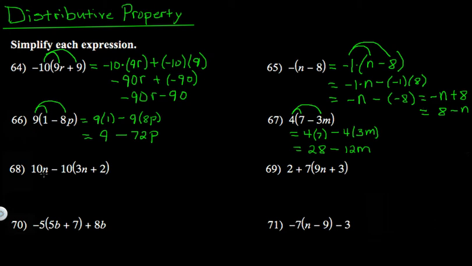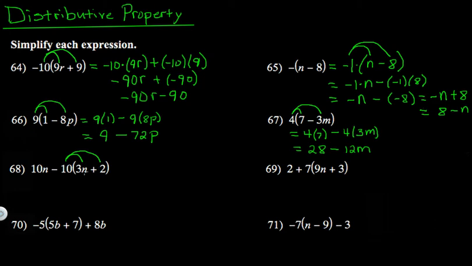Okay, now, here we have a little bit longer expressions, but we're still going to use the distributive property in the same exact way. So here we have minus 10 being multiplied inside of our parentheses. So let's see how we can deal with that.